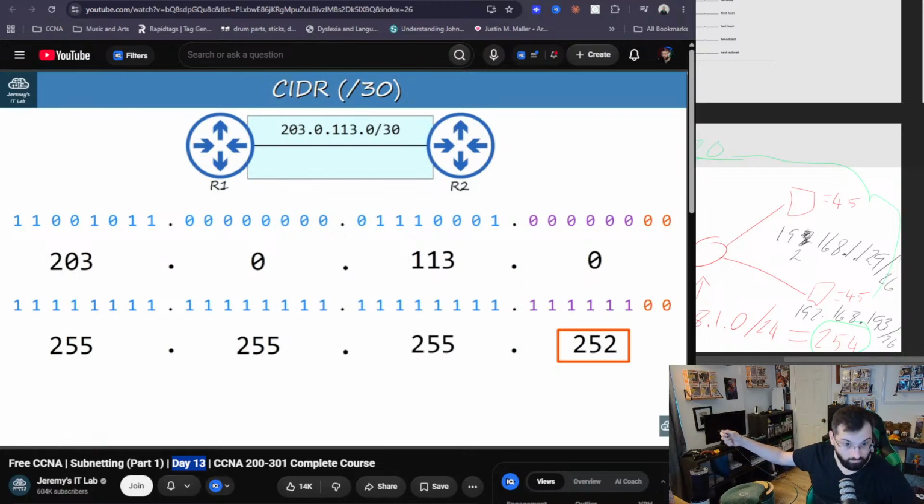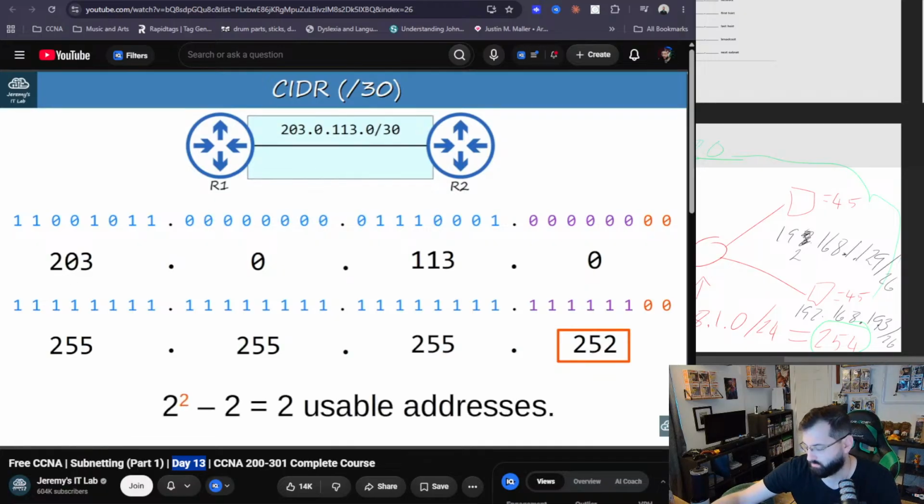If we use a /30 prefix length, the mask is written as 255.255.255.252 in dotted decimal. There are now only 2 host bits, so that means 2 usable addresses. So this is perfect. There are 4 total addresses. That's the network address, the broadcast address, R1's address, and R2's address. That means 0 wasted addresses.